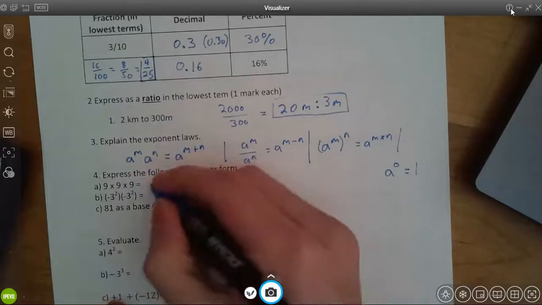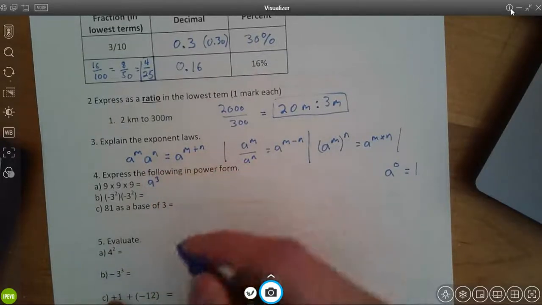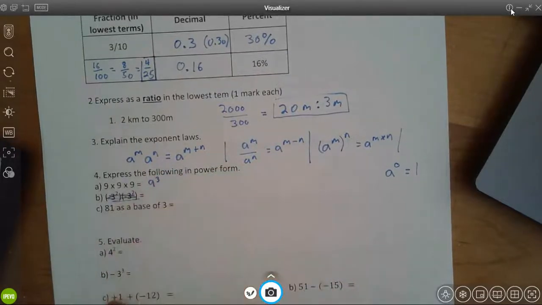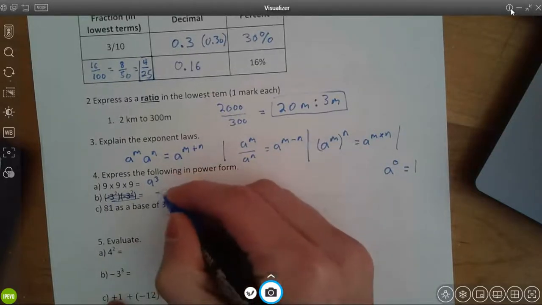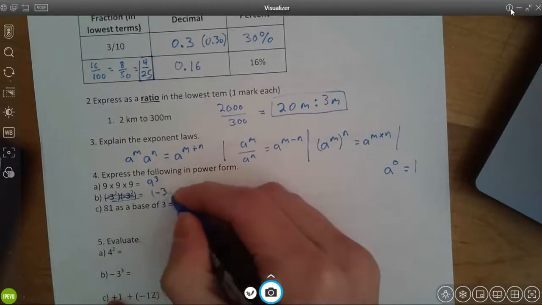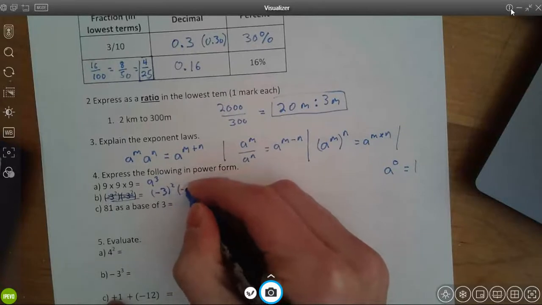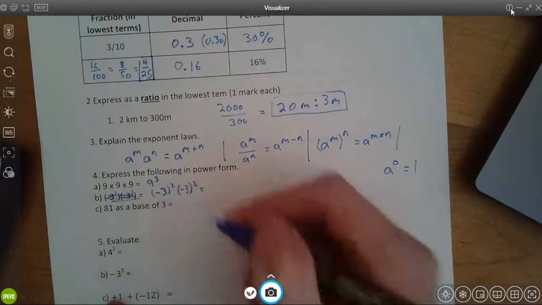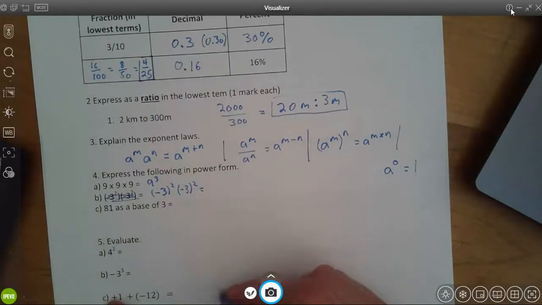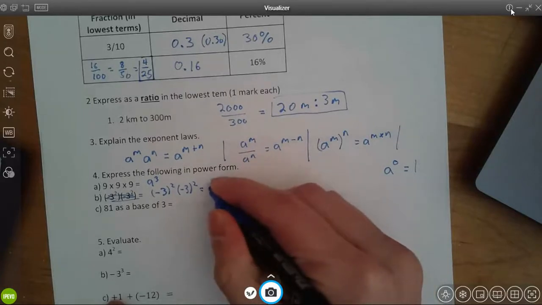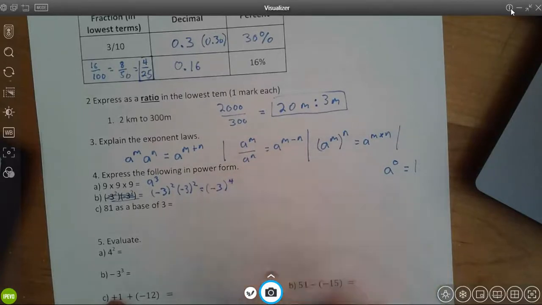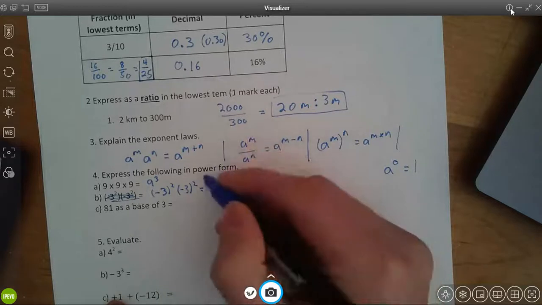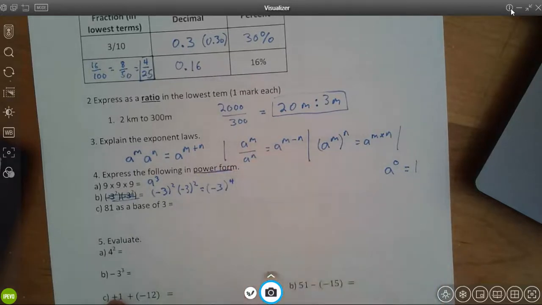9 times 9 times 9 would just be 9 cubed. This one, a little bit of a typographical error. I think I corrected it in the version that's online for you. This is what I wanted to write. So they share the same base. So if I'm multiplying powers with the same base, the base stays the same, and I'm just adding the exponents. 2 plus 2 is 4. And I want to leave it in power form, so I don't need to evaluate.